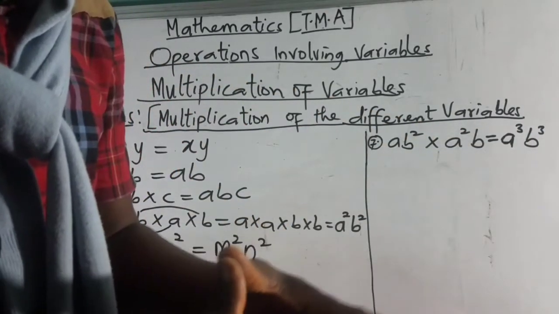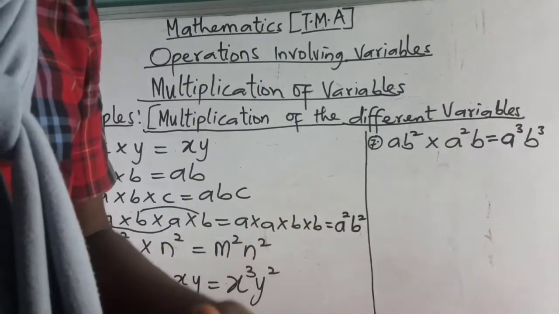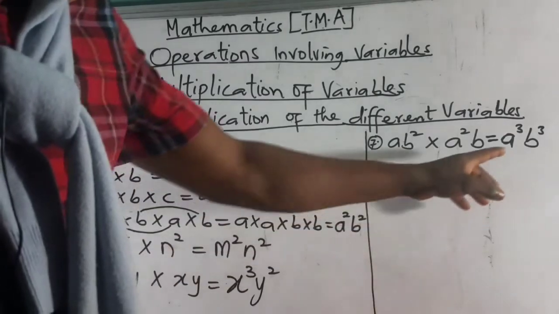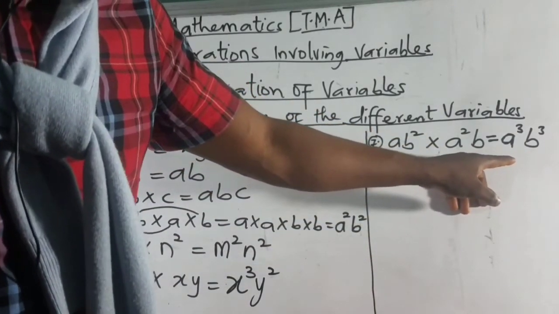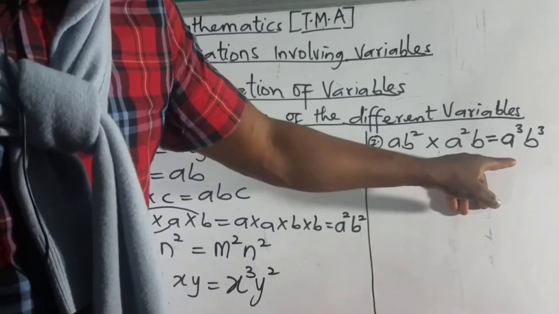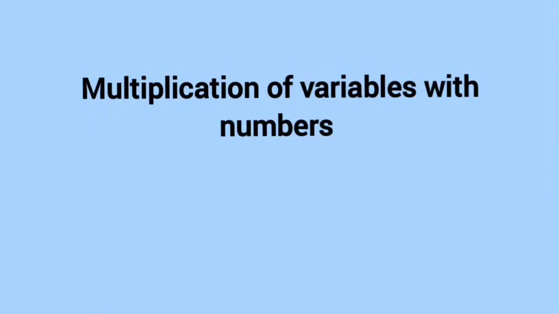But because of the law of different variables, they have to still come together at the end of the day. So that's why we have them to be together here, not minding the powers. They still have to come together. So that's why we have it to be a cube, b cube.